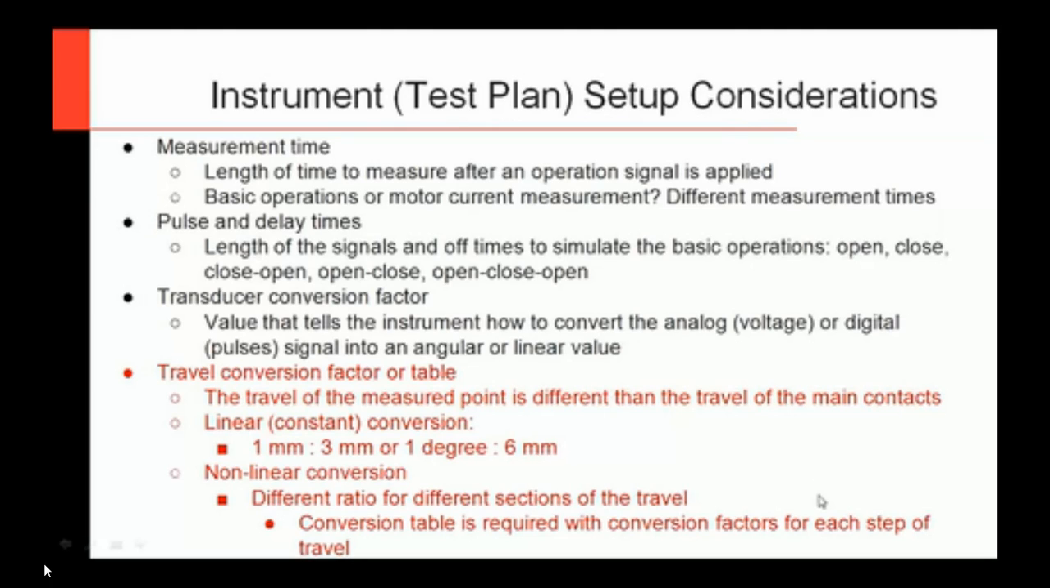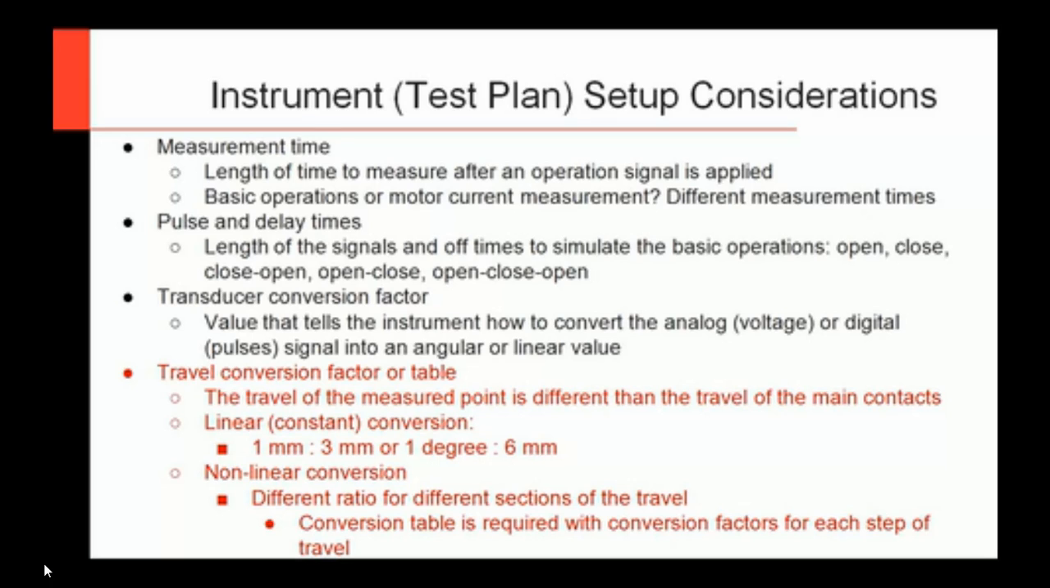So what do we need to think about when we're setting up our test plan? We want to talk about the measurement time. How long do we want to set up our measurement time here? So on your single operations, your close, your open, generally 200 milliseconds is fine. If you have an oil circuit breaker, you might want to extend that out a little bit. If you have any excessive vibrations, you might want to extend the time out to make sure all that's dampening out there.